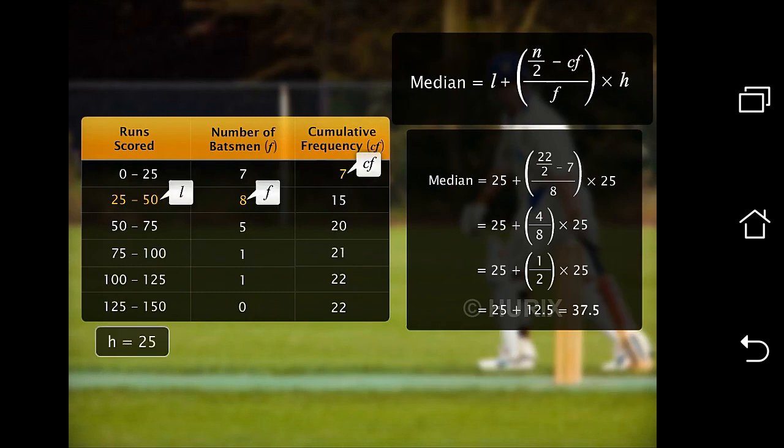We substitute the values in the formula to find the median to be 37.5. So, about half the batsmen made runs less than 37.5, and the other half made runs more than 37.5.